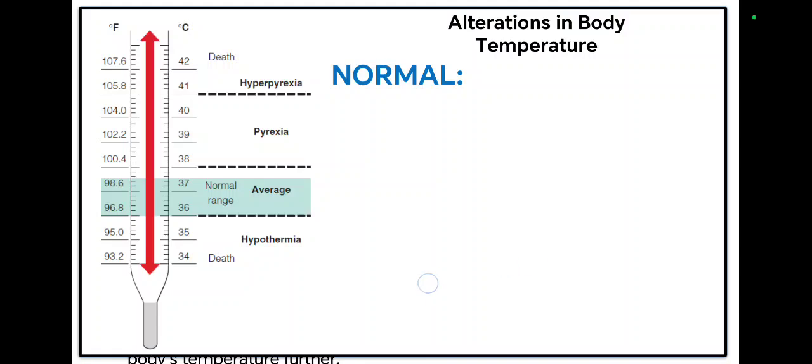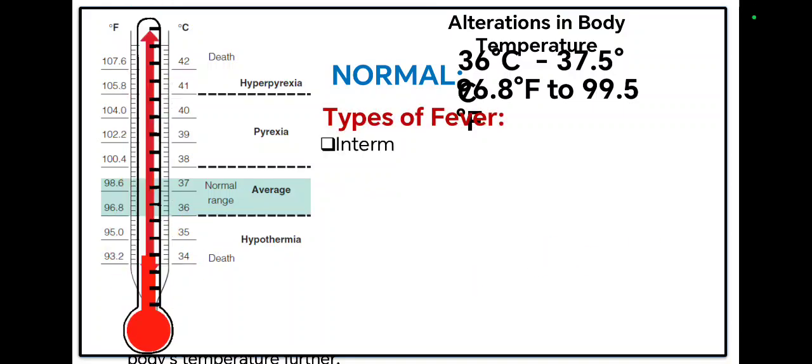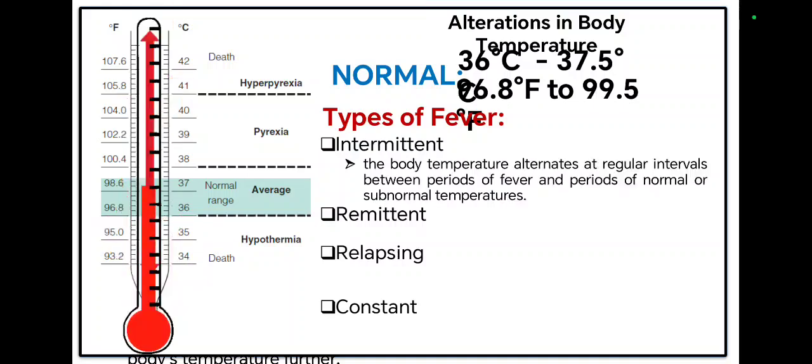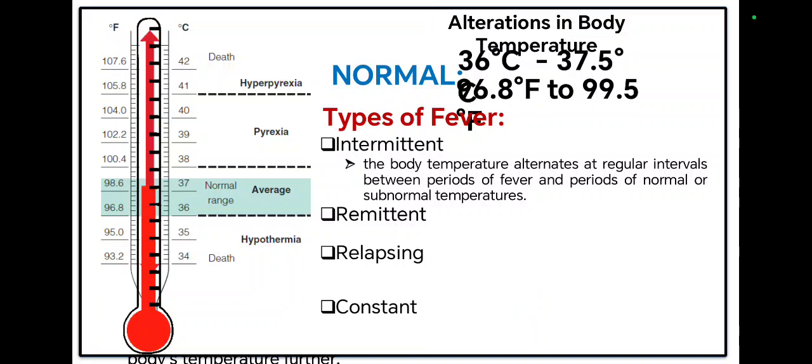So let's talk about the different alterations in the body temperature. I know you're familiar with this one, but this is just a review. The normal body temperature is 36 degrees Celsius to 37.5 degrees Celsius, and you can use Fahrenheit, 96.8 degrees Fahrenheit to 99.5 Fahrenheit. So we have different types of fever. We have your intermittent fever, the remittent fever, the relapsing fever, and the constant fever.